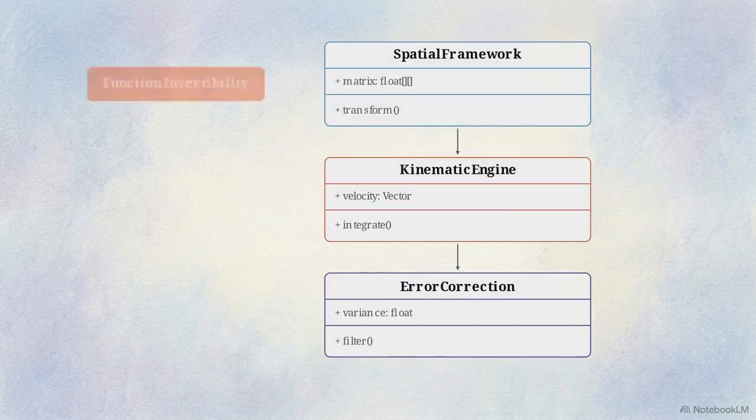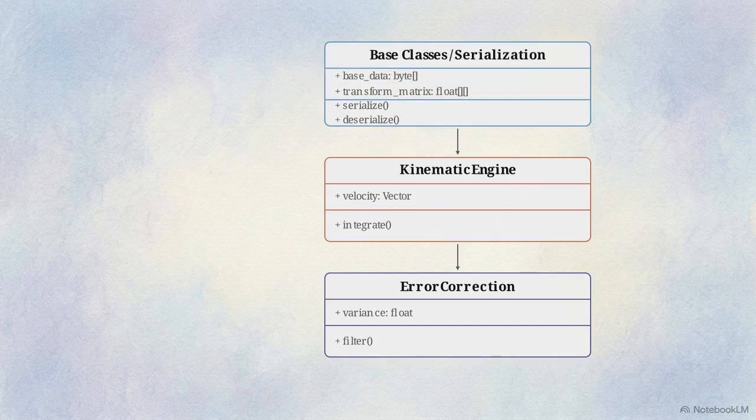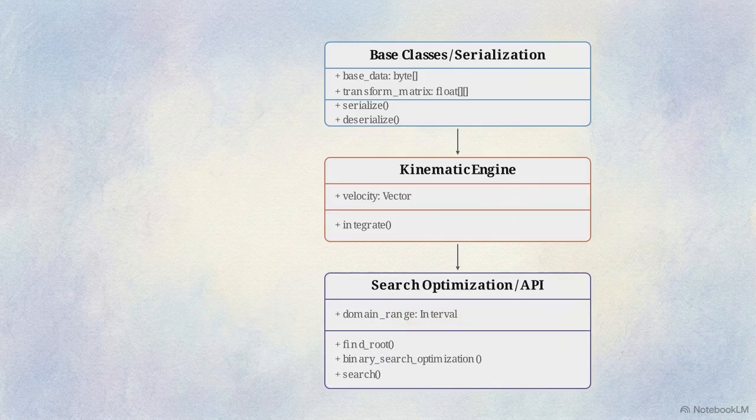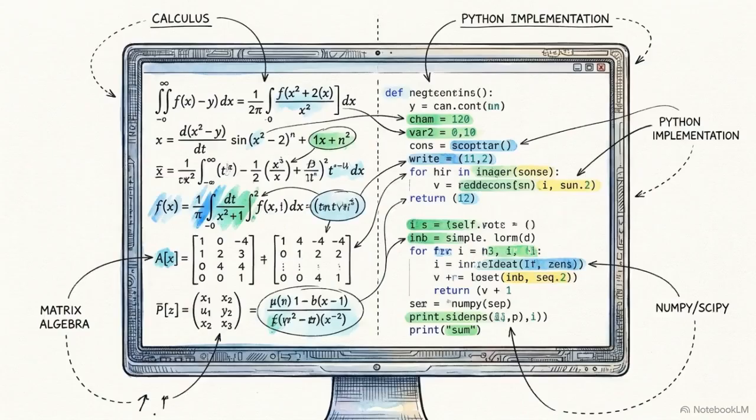Function invertibility is repurposed to build base classes for data serialization. Monotonic intervals are translated into APIs that power search optimization algorithms. Matrix inversions are converted into accessible functions optimized specifically for 3D graphics rendering. Software architecture acts as the universal translator, converting abstract mathematical logic into automated machine execution.